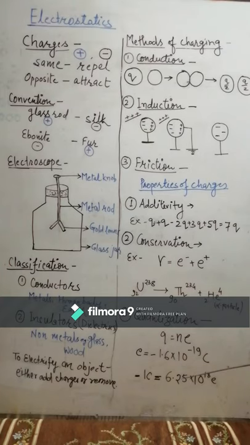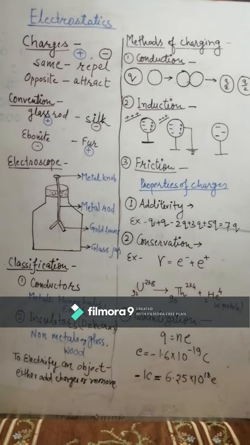Coulomb is a big unit. In class 10th, you calculated how many electrons are required to get 1 coulomb of charge. We need 6.25 into 10 to the power 18 electrons to get 1 coulomb of charge. So 1 coulomb is a very big unit, and we use smaller units like microcoulomb. 1 microcoulomb is equal to 10 to the power minus 6 coulomb, or millicoulomb. Generally we use microcoulomb. So these are three properties: additivity, conservation of charges, and quantization of charges. This is all about the basics of charges.